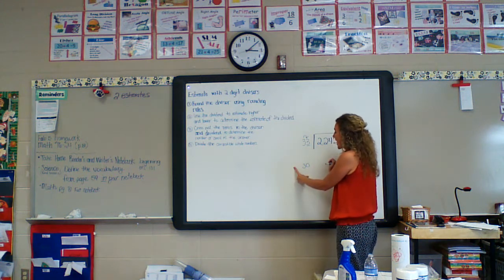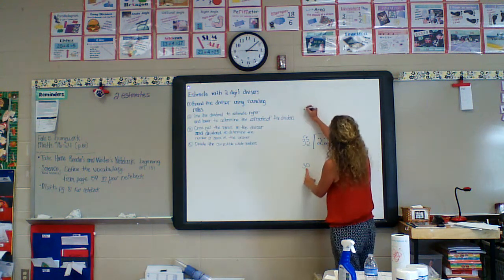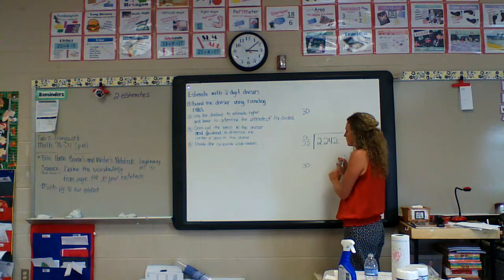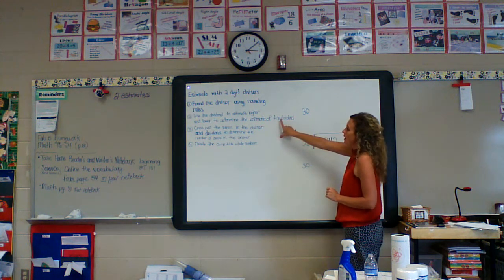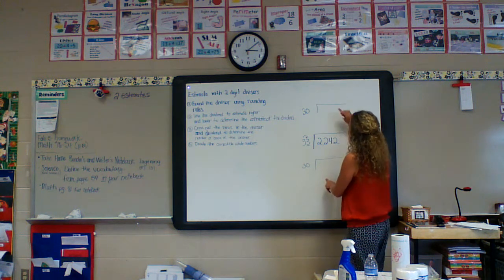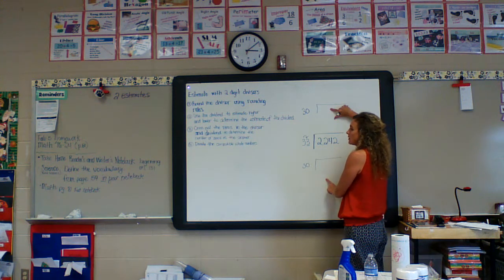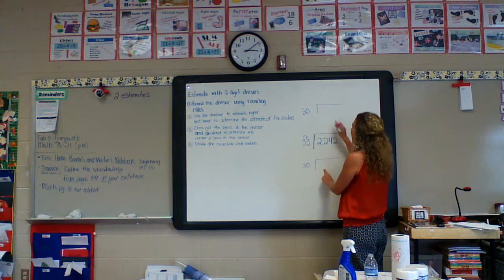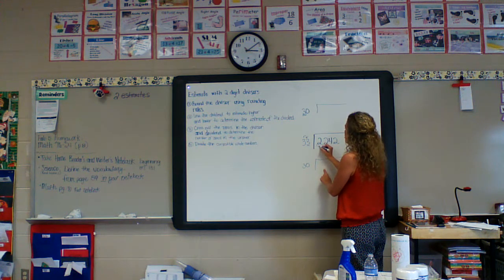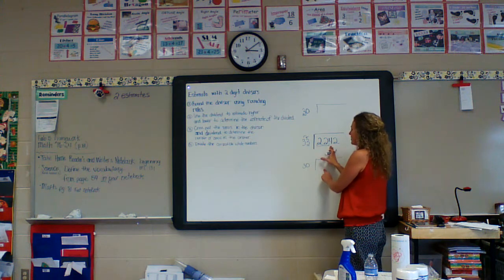I will be finding two estimates, a lower estimate and a higher estimate. So I'm going to write the number 30 2 times. Now, I'm going to set up my division problem so that I can find an estimated dividend for the higher estimate and an estimated dividend for the lower estimate. I'm going to start with the higher estimate. I will be using the 3 in the divisor, and I will be using the numbers 22 in the dividend.